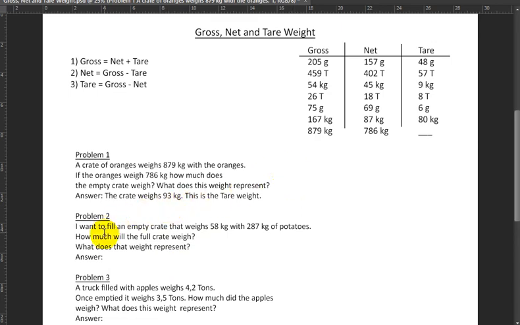So let's try and understand this a little better. We have an empty crate that weighs 58 kilograms. Let's immediately think, what weight is this going to represent? Is it going to be the gross weight? Well, no, because there's nothing inside it. It's empty. Is it going to be the net weight? No, again, because it's not the thing that is being contained. It's not the thing that's being packaged. It's not the inside, it's the outside. The crate is the outside, right? So it's going to be the tare weight. It's going to be the container, right? And we said that that was 58 kilograms. That's what the problem says.